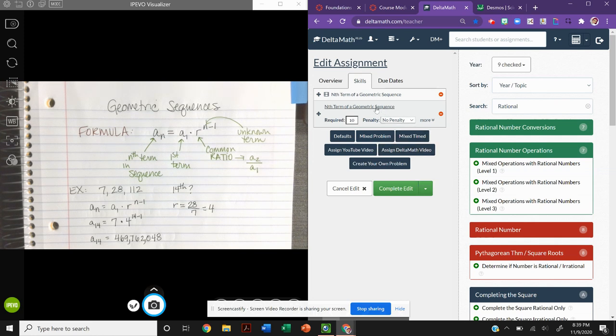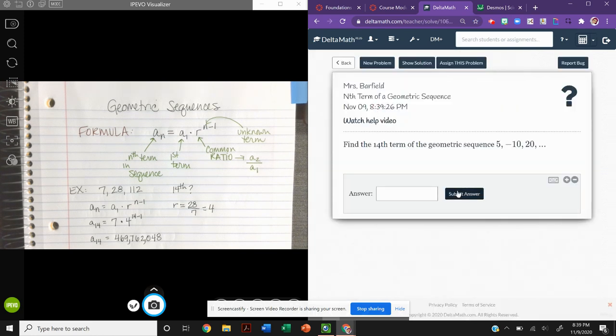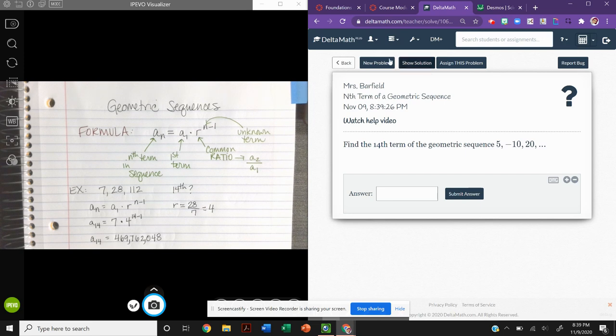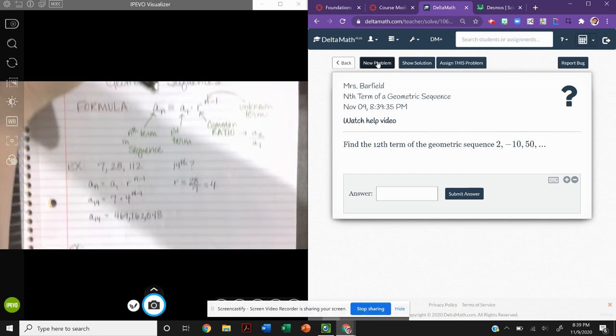All right, so let's try one more. Oops, I did not mean to go back to that screen. Let's not do a 14th term. Let me get a new problem here. Okay, so example. Let me adjust my camera.